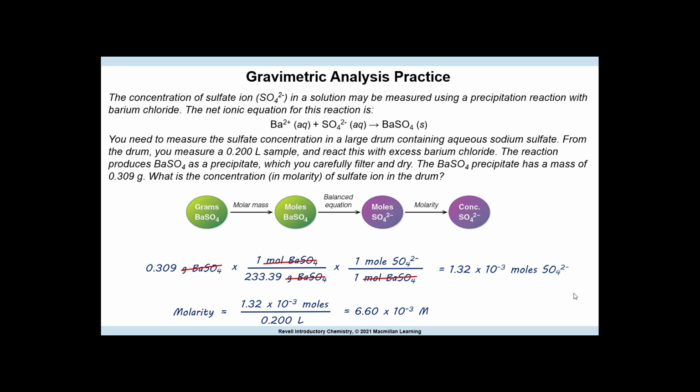We convert to moles using the molar mass, which is 1 mole of barium sulfate per 233.39 grams of barium sulfate. The grams cancel. Next, we convert to moles of sulfate ion using the balanced equation. We use 1 mole of sulfate for every 1 mole of barium sulfate. The moles of barium sulfate cancel, and it gives us an answer of 1.32 times 10 to the negative 3 moles of sulfate. We now take this number of moles of sulfate present and the 0.200 liter sample to find the molarity, which is moles over liters, and that gives us 6.60 times 10 to the negative 3 molar.